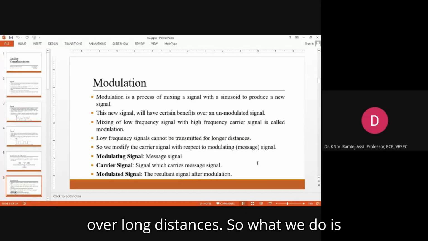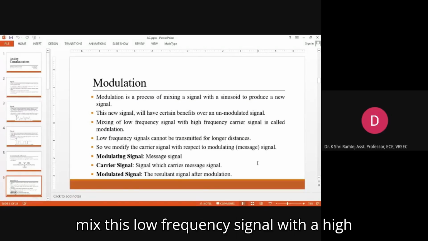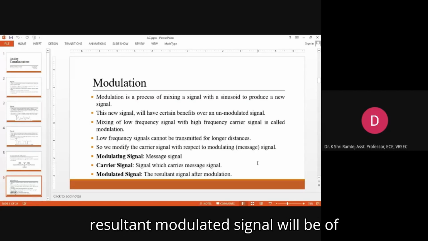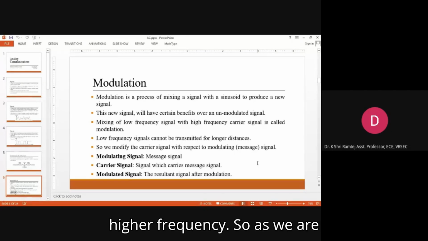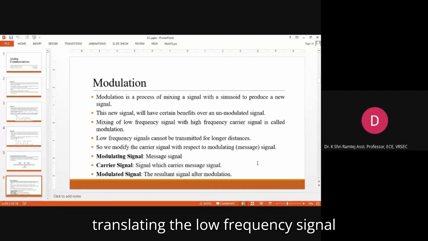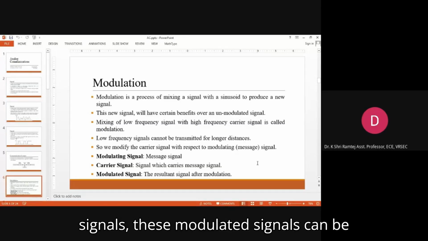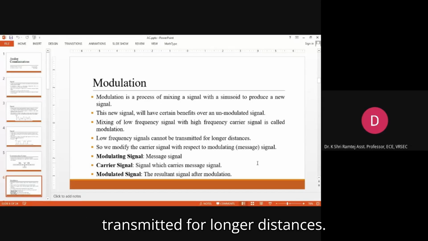So what we do is, by using modulation, we mix this low frequency signal with a high frequency carrier signal so that the resultant modulated signal will be of higher frequency. As we are translating the low frequency signal to a high frequency signal, these modulated signals can now be transmitted for longer distances.